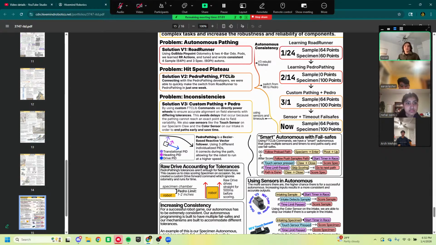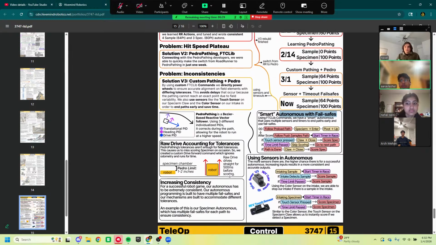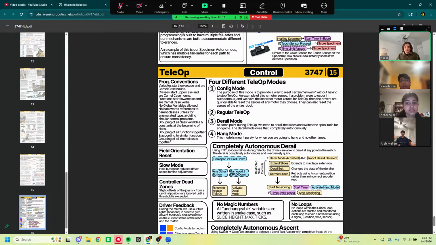And on that note, you should also talk about your failsafes, and also, if something does go wrong, what do you do to fix it? Not with your control or your sensors, but with the controls on your controller. And then you want to talk about teleop control.